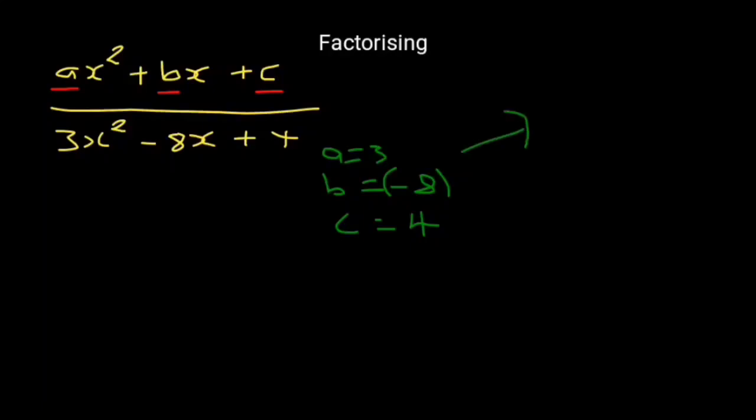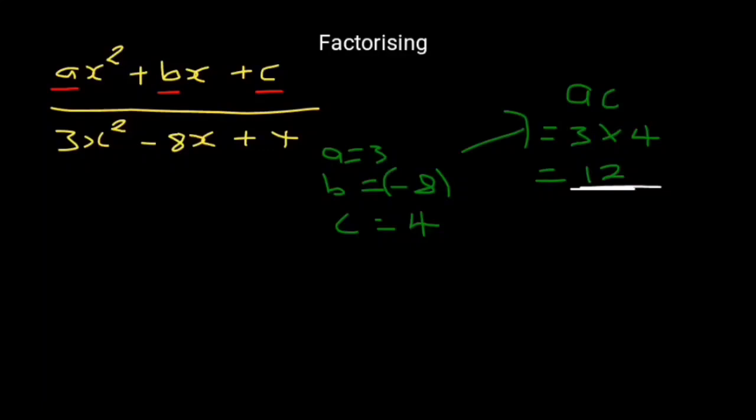What we now need to do is multiply a and c. This is done so we can find the two factors that can replace 8x, okay, because we need to find two brackets at the end of it. So we have a is equal to 3, c is equal to 4, so 3 times 4 is equal to 12, and that is a positive 12.